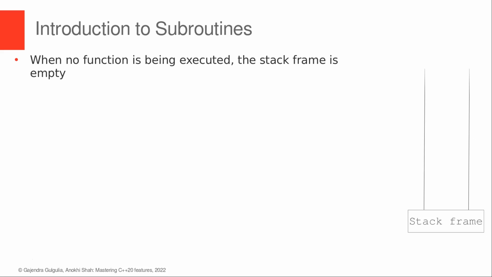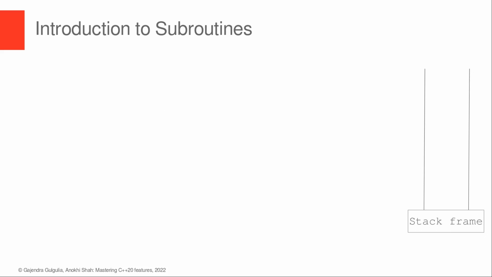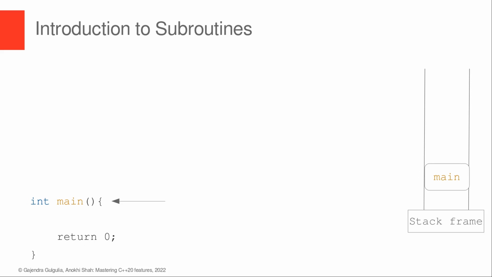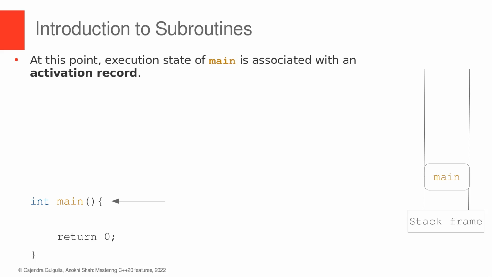When no function is being executed, the stack frame is empty. For example, here on the right side, the stack frame is completely empty. When the program starts and function or subroutine main begins execution, it is pushed into the stack frame. At this point, the execution state of main is associated with an activation record.